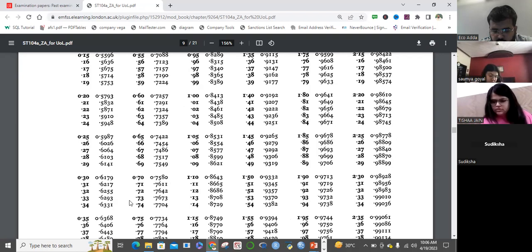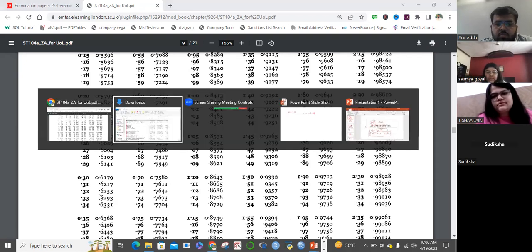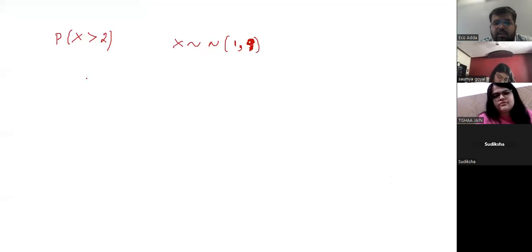So the answer is 0.3707. Answer is 0.3707, yeah. ठीक है जी, let us solve that now.